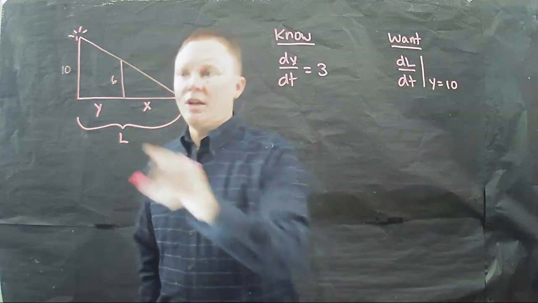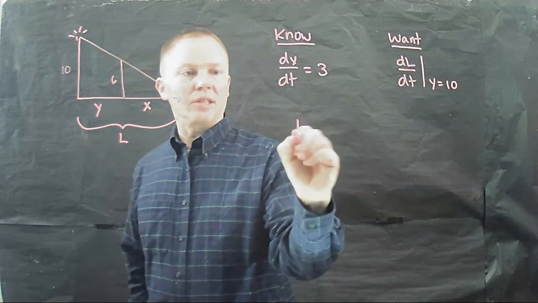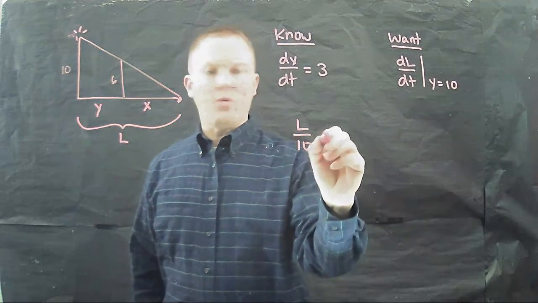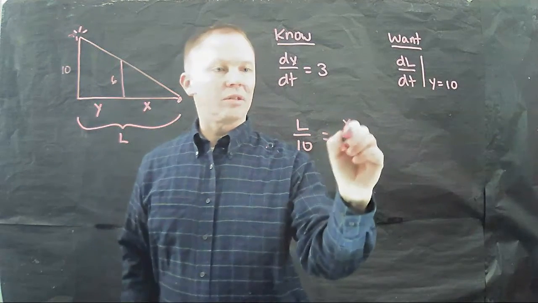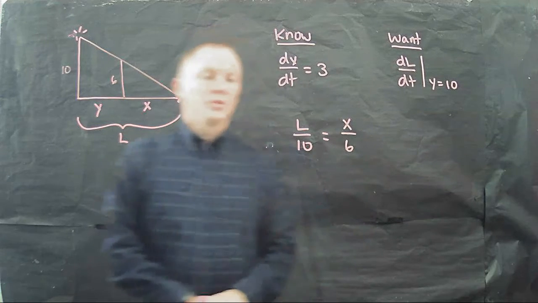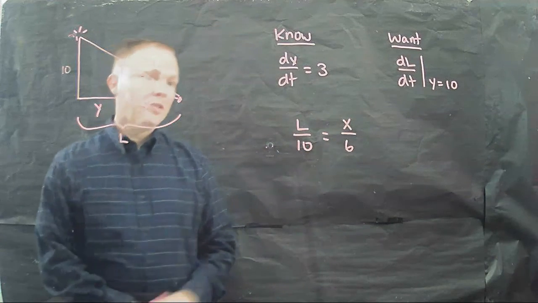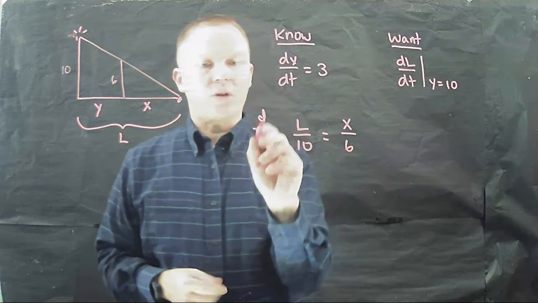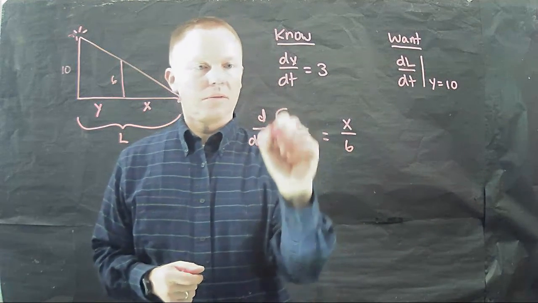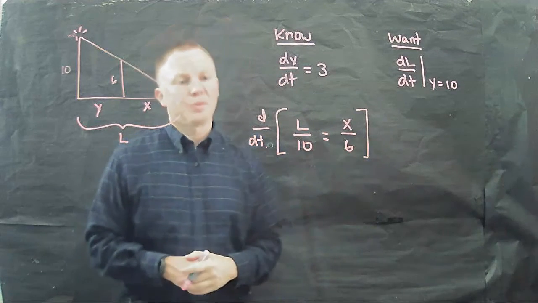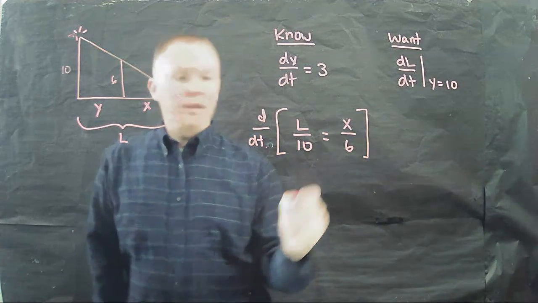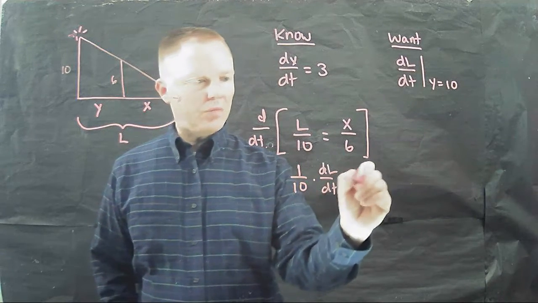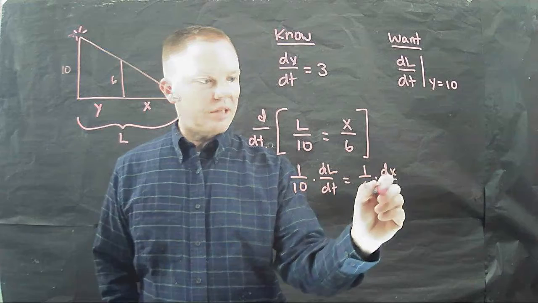So if I look at this, I see two similar triangles. I see L over 10, this side over this side, equals x over 6. So there's my similar triangles, and there's my equation that relates some of these variables. So I'm going to differentiate this equation with respect to t, and I'm going to get 1/10 times dL/dt equals 1/6 times dx/dt.